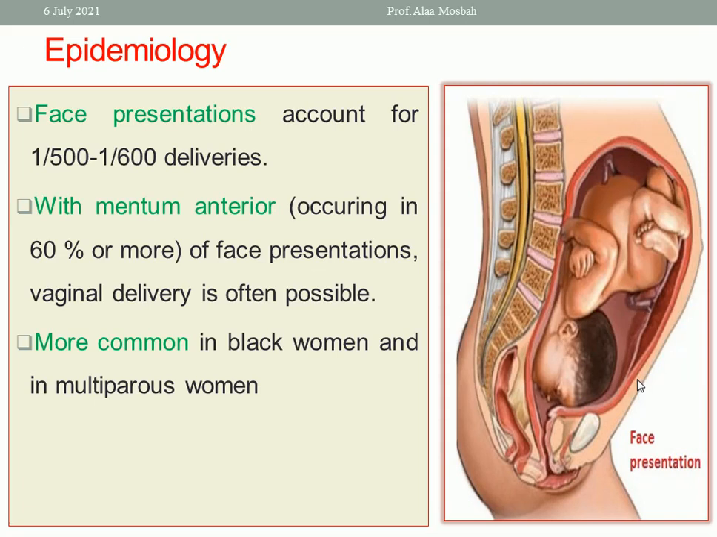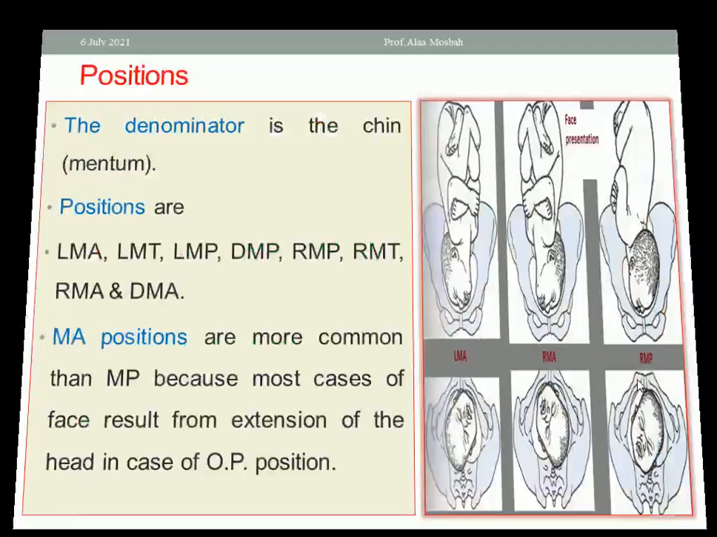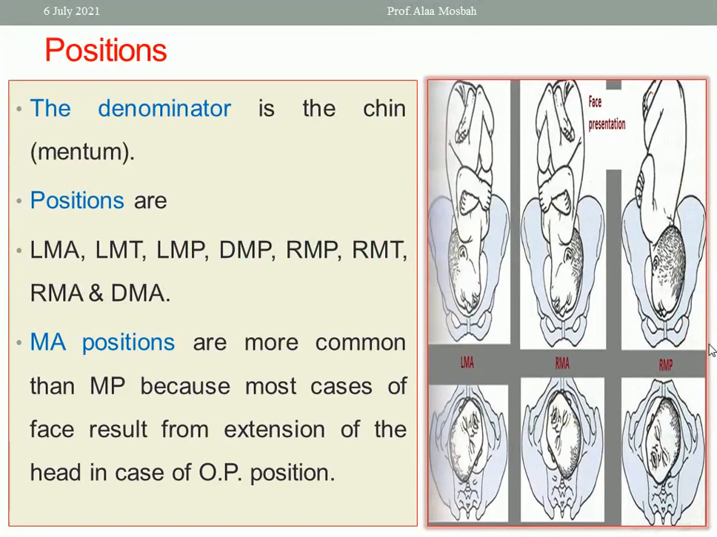Also, the risk groups are black women and multiparous women. What is the denominator in face presentation? It is the chin, or mentum. That's why, if the mentum is anterior, we call it left or right mentum anterior. And if it is posterior, we say left or right mentum posterior.